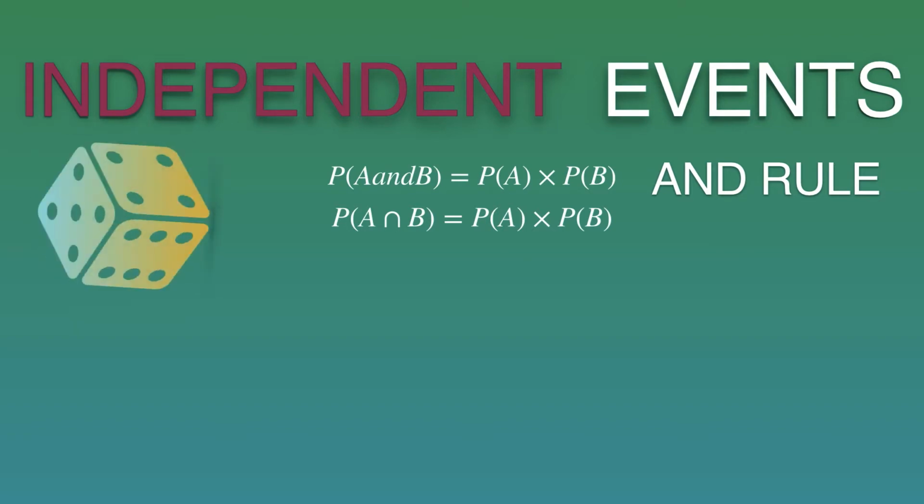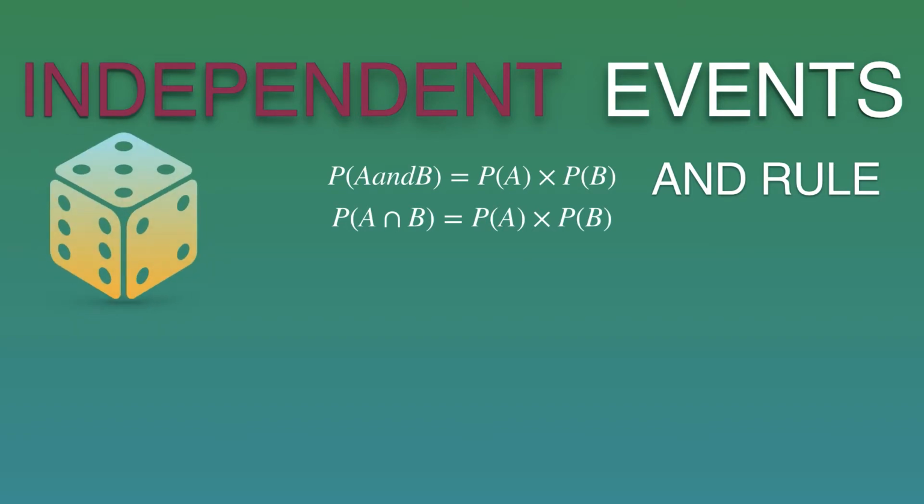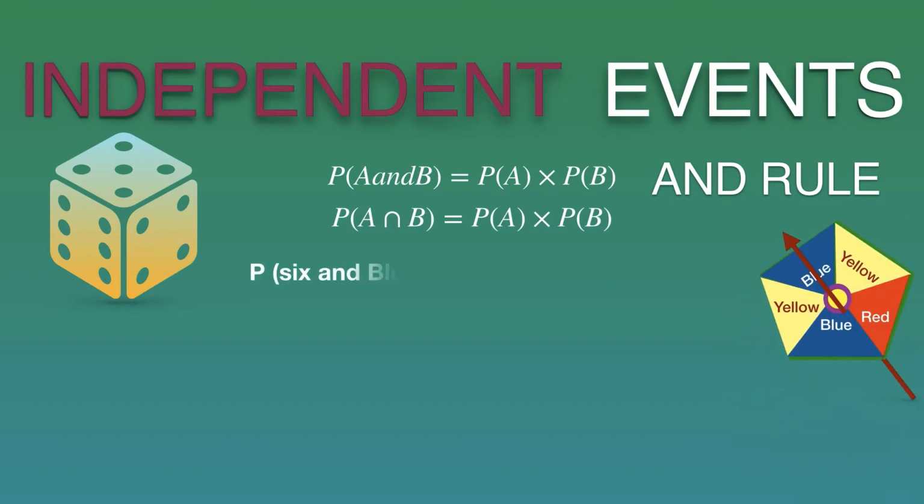So for example, if we want to find the probability of getting a 6 on a dice and blue on a spinner, we simply multiply 1/6 with 2/5 to give 2/30. This, however, simplifies down to 1/15.